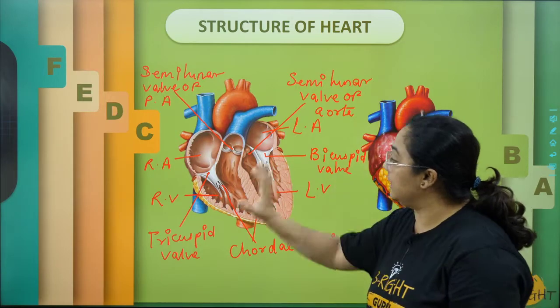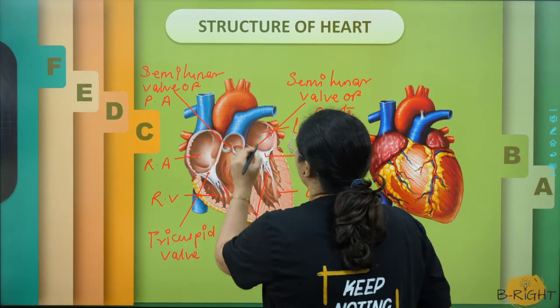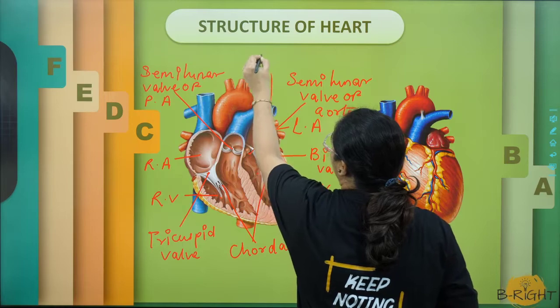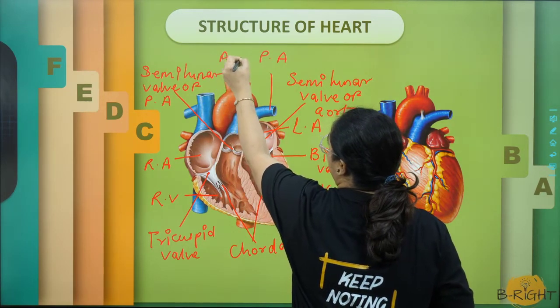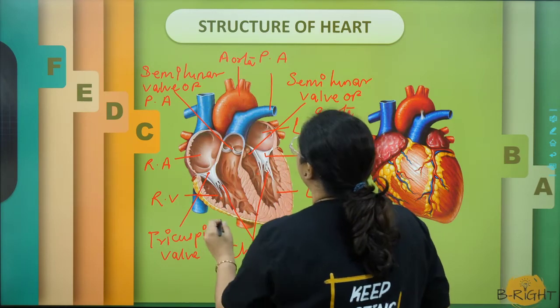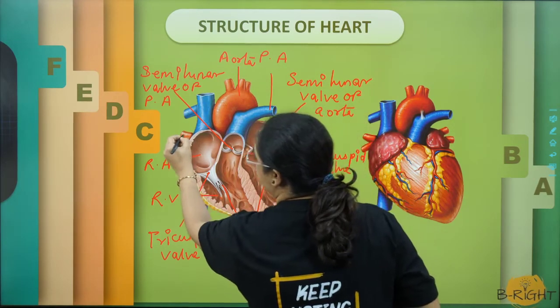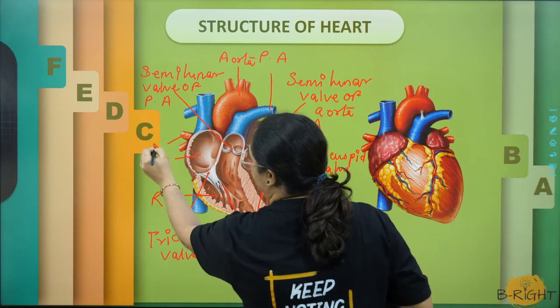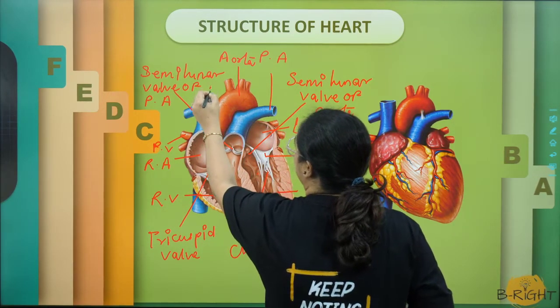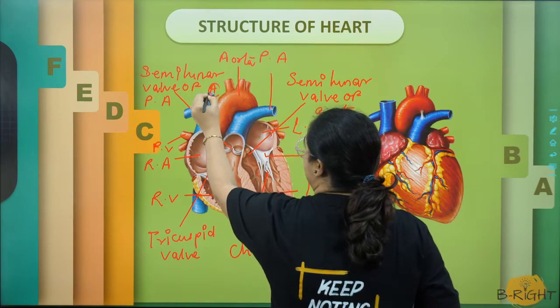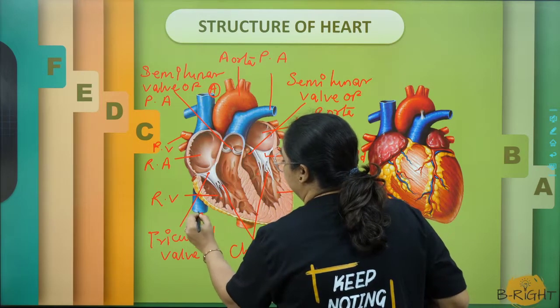So that was about the labeling. Now apart from this, we have the pulmonary artery, we have the aorta, and we have pulmonary veins. Let me label over here. Pulmonary veins, and we have superior and inferior vena cava. That is A and B.